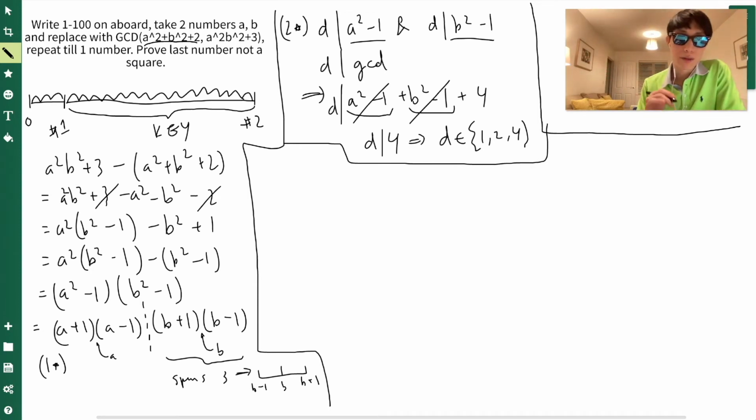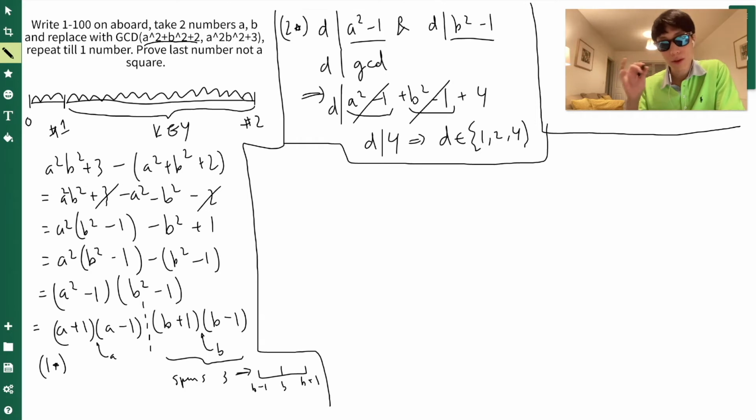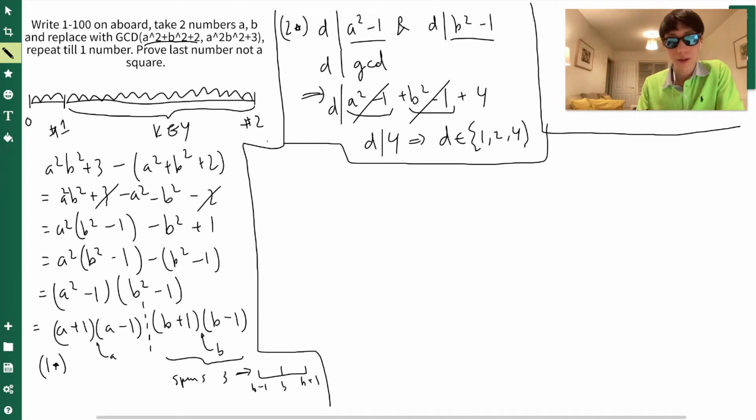So the very nice way to look for this invariant, we're going to call this operation where we take A and B and then replace it with a GCD. We're going to call that operation F, okay? This is going to be the operation.